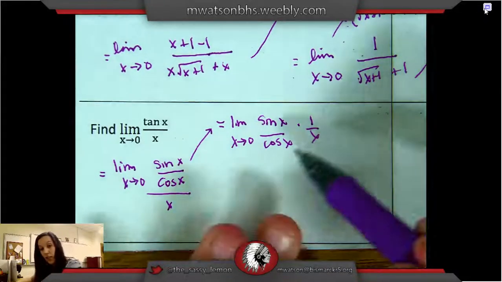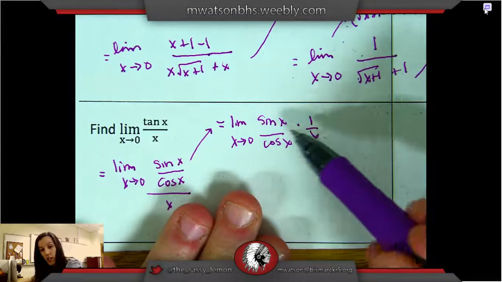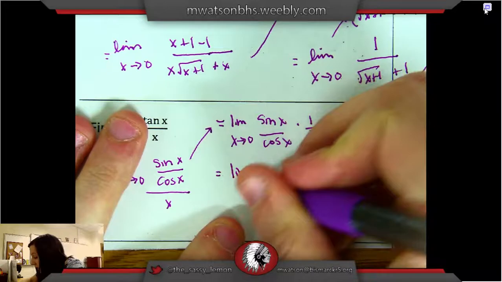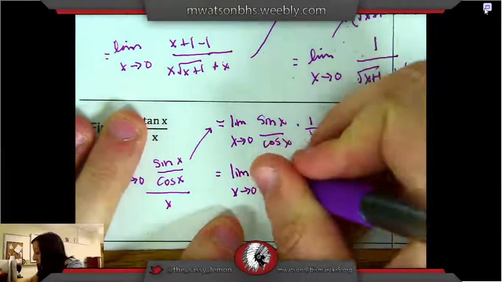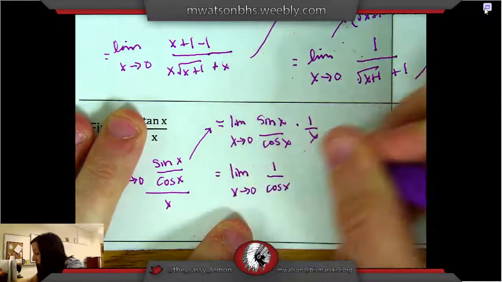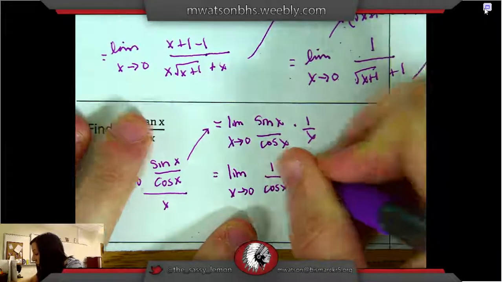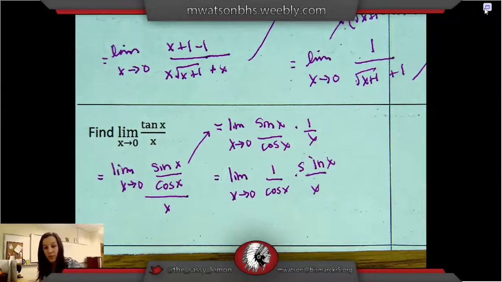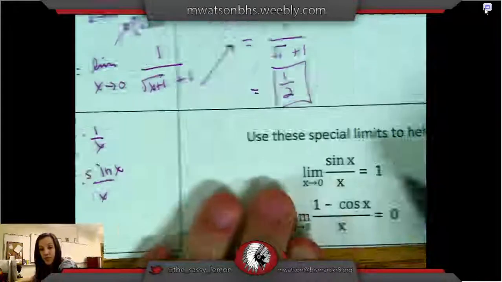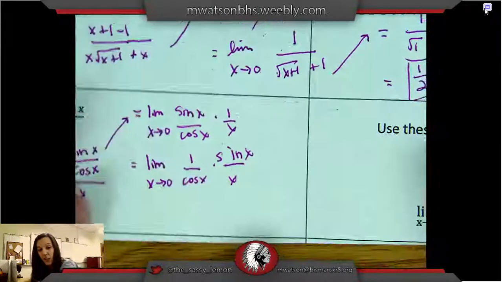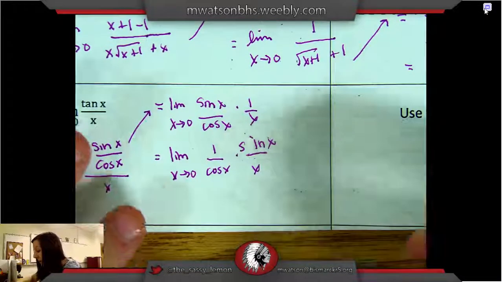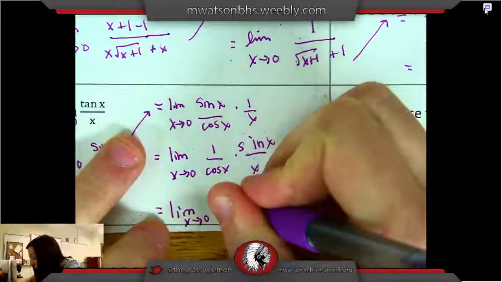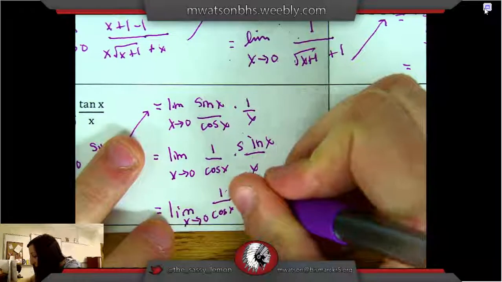Okay, so we've still got an x in the denominator. But if we rearrange the order of this multiplication, and say the limit as x approaches 0 of 1 over cosine x times sine x over x, see how I just moved the sine over? Then that's our special limit. It equals 1. So guess what? We can plug in a 1 right there, and we get the limit as x approaches 0 of 1 over cosine x times 1.